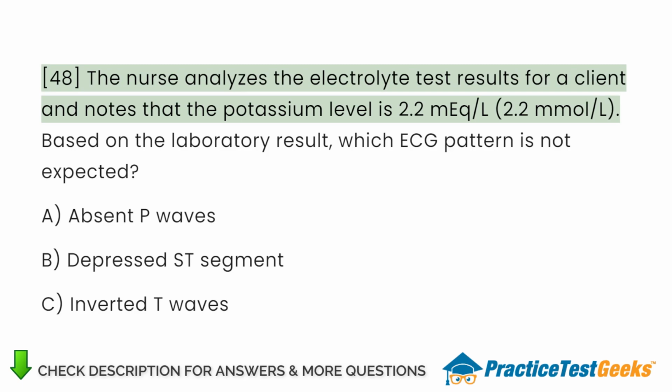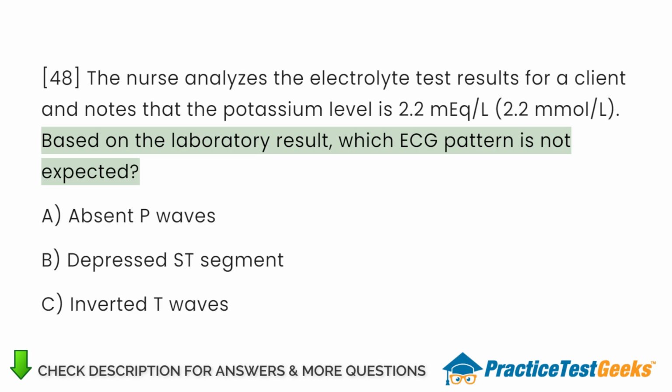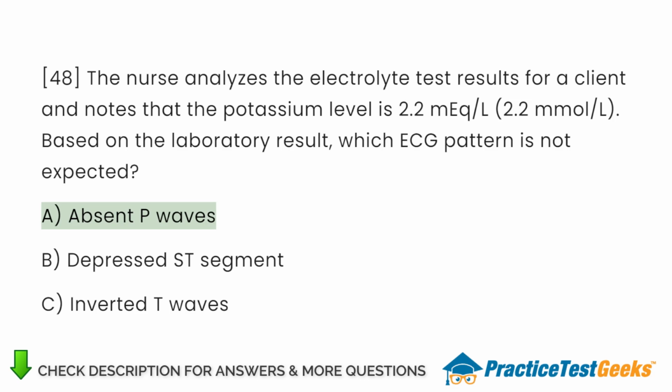The nurse analyzes the electrolyte test results for a client and notes that the potassium level is 2.2 mEq/L (2.2 mmol/L). Based on the laboratory result, which ECG pattern is not expected? A. Absent P waves. B. Depressed ST segment. C. Inverted T waves.